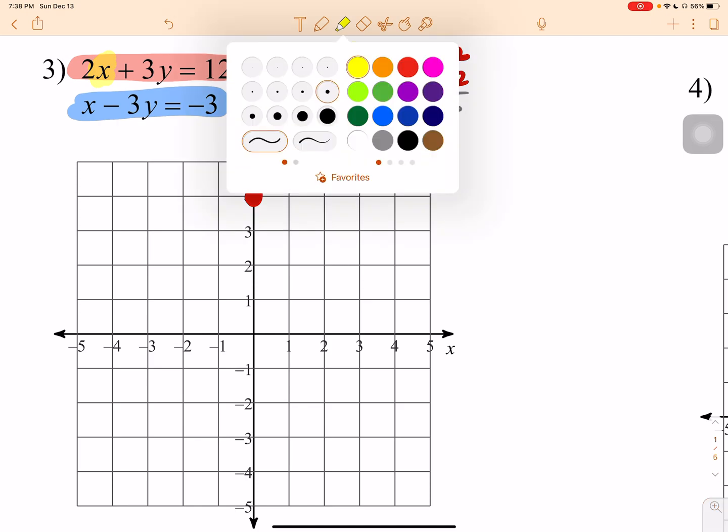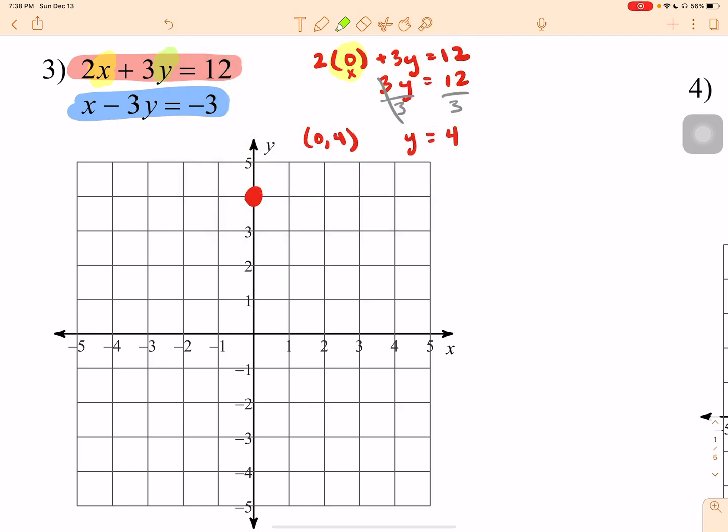So now I'm going to plug in a 0 for my y to solve for my x-intercept. So I'm going to have 2x plus 3 times 0 equals 12. Again, you plug in 0 for the y to get the x-intercept. So this is just going to be 0, and I'm left with 2x equals 12. Divide both sides by 2, we get x equals 6. So since this was my y, I know I have the point 6 comma 0 on my red line.